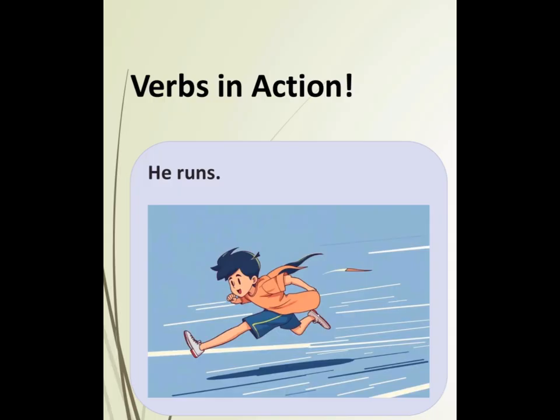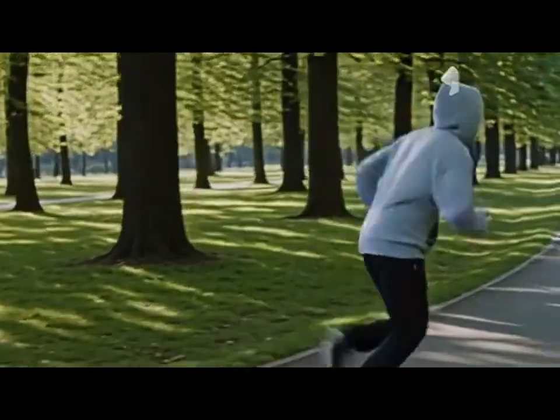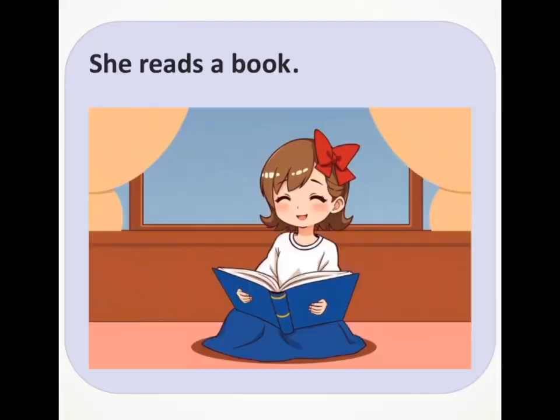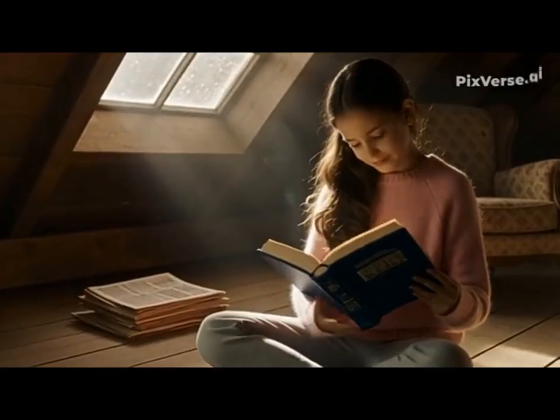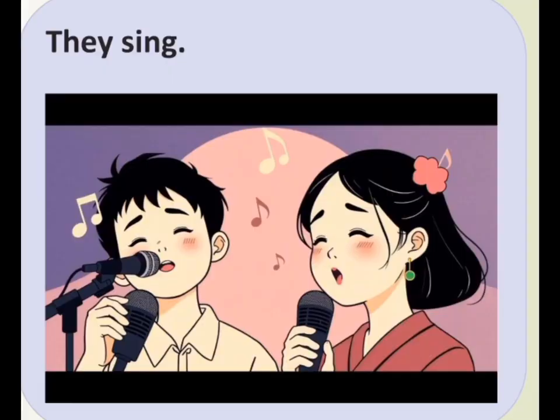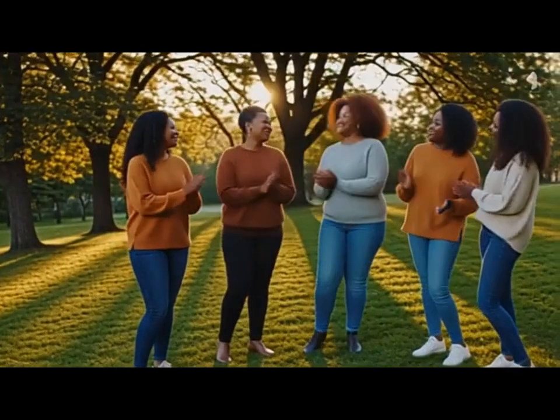Look at the first picture. He runs. The word run is a verb because it tells us what he is doing. The next one, she reads a book. Here, the word reads is a verb because it shows us the action of what she is doing. The final one, they sing. Here, the word sing is a verb because it tells us what action they are doing.